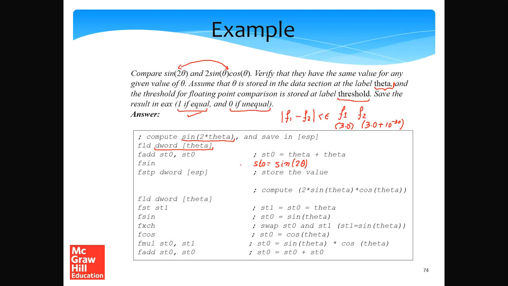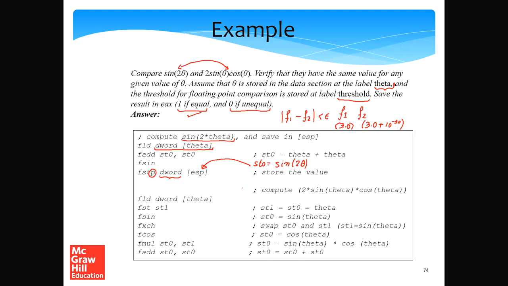Subsequently, we save sine 2 theta into the memory location pointed to by ESP, where we assume that particular memory location is available and can be used. Since all our quantities are 32 bits, we use the DWORD identifier. In addition, we use the FSTP instruction. We don't need the value anymore, so we pop the stack also. In general, it is a good idea that when we don't need the value, we pop the stack such that the floating point stack remains fairly clean.